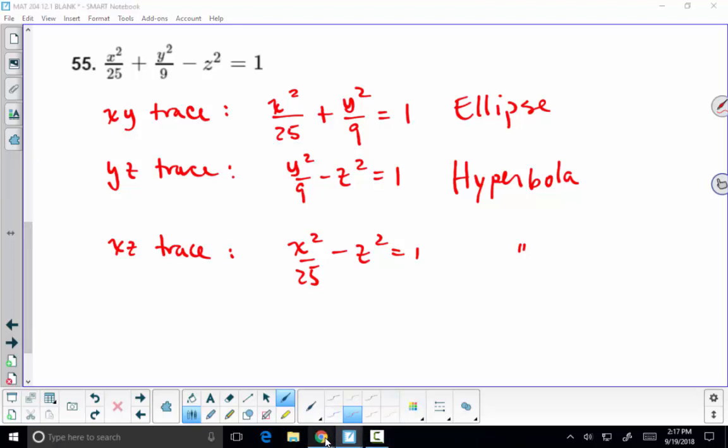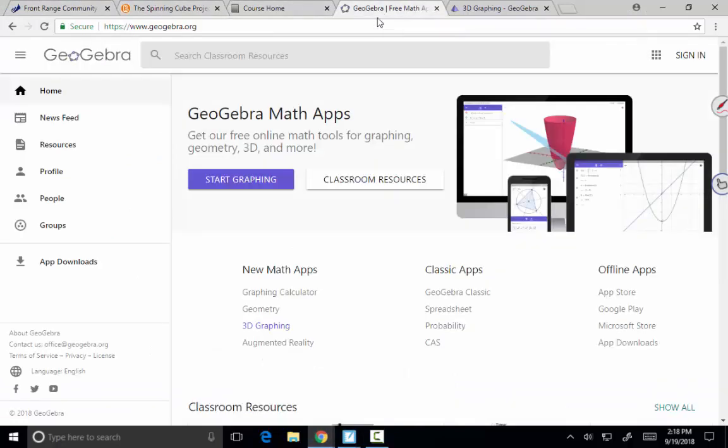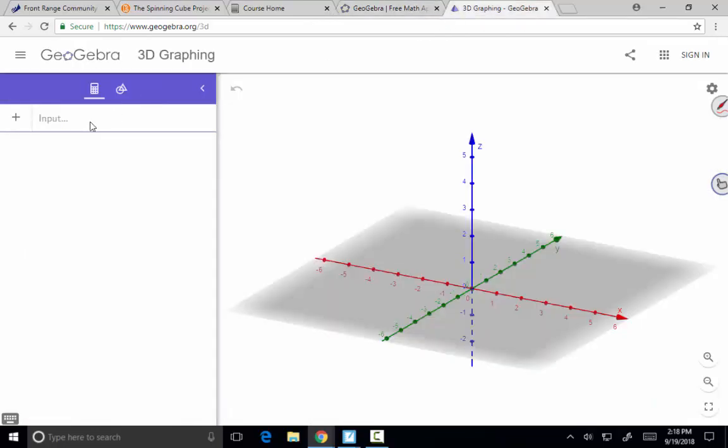I mentioned this program to you one day, this GeoGebra program. If you go to geogebra.org and click on 3D graphing, you can graph all sorts of whatever you want here. What was this equation? Did someone write it down? It froze up. Let's see.